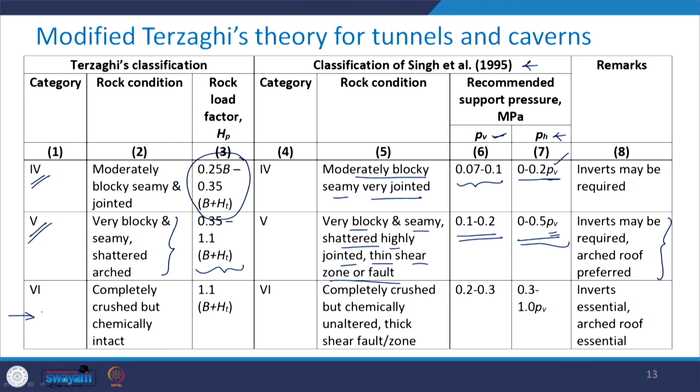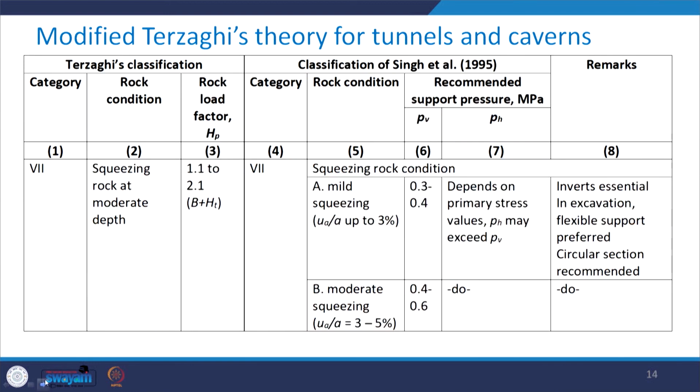Similarly, the explanation for the sixth type of the rock category has been given here. In this case, if I take this modified one which was given by Singh et al., the vertical support pressure is varying between 0.2 to 0.3 megapascal, and the horizontal support pressure is 0.3 to 1 PV, that is the vertical support pressure.